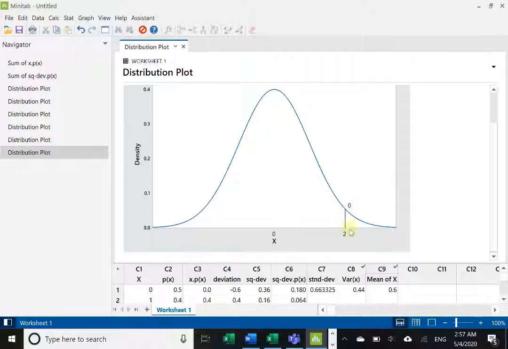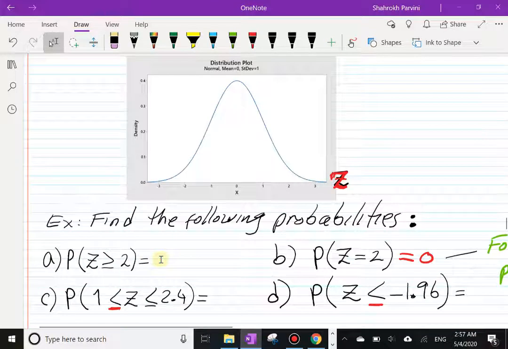Because the area of a line is 0. A line does not have an area. It has length, but no width. So that probability is 0. Okay, so I can now transfer these onto my notebook. We can actually write the answers here for this.